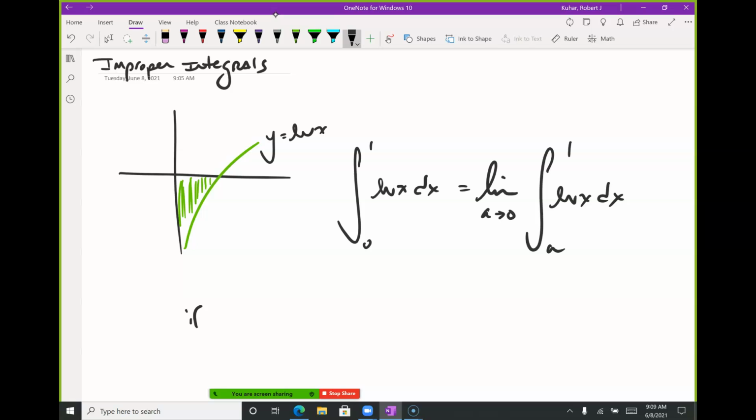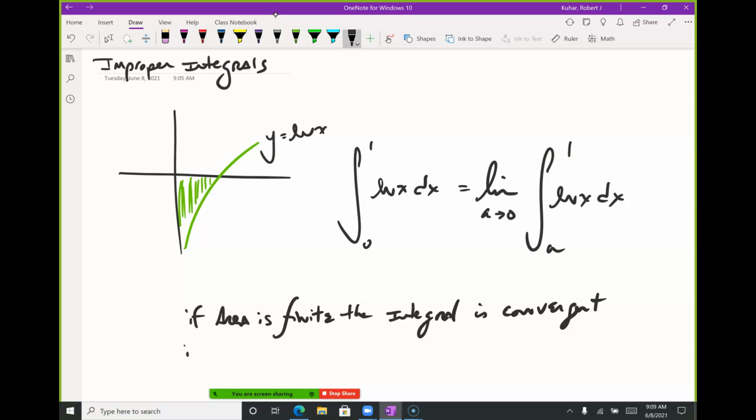So if the area is finite, the integral is convergent. If the area is infinite, then the integral is divergent.